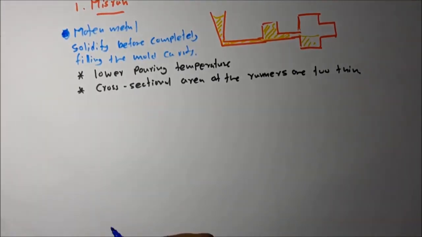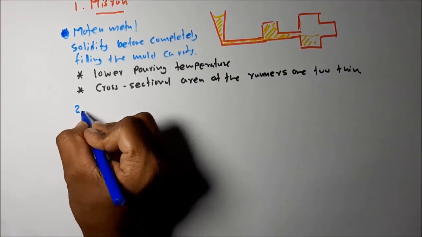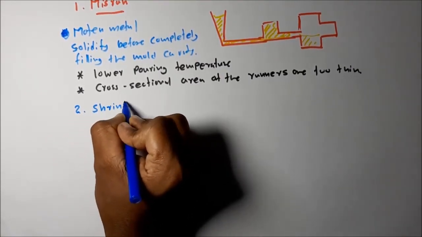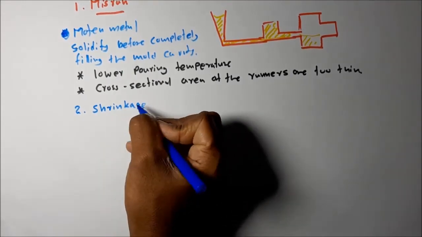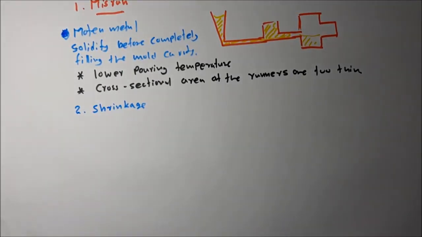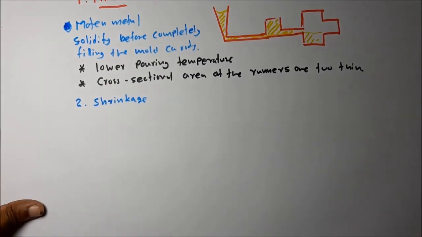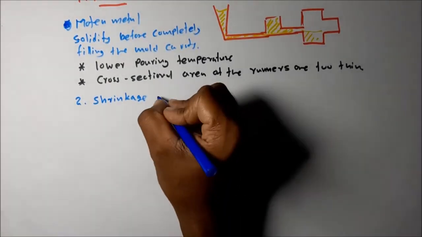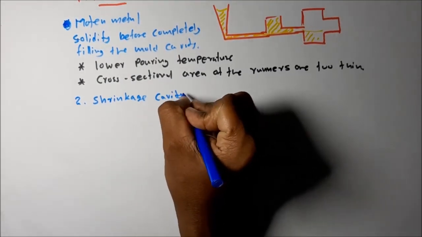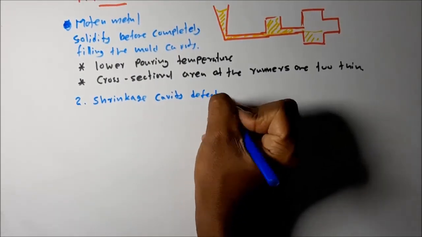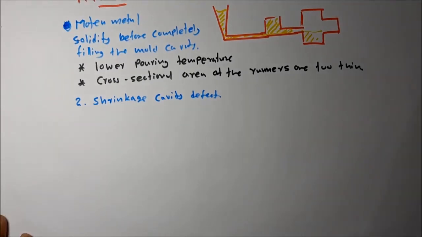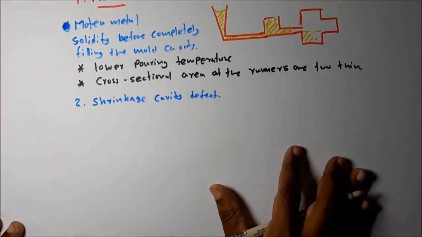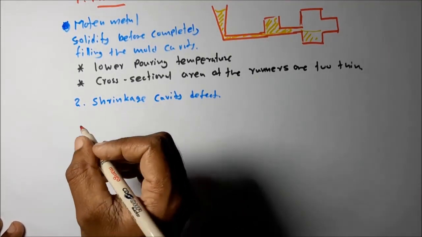Okay. The second casting defect we are going to discuss is the shrinkage cavity defect. This is common for all the casting operations. Misrun is also common for all the casting operations. Next, shrinkage cavity defect. Then what happens in the shrinkage cavity defect? It is caused by the solidification shrinkage.